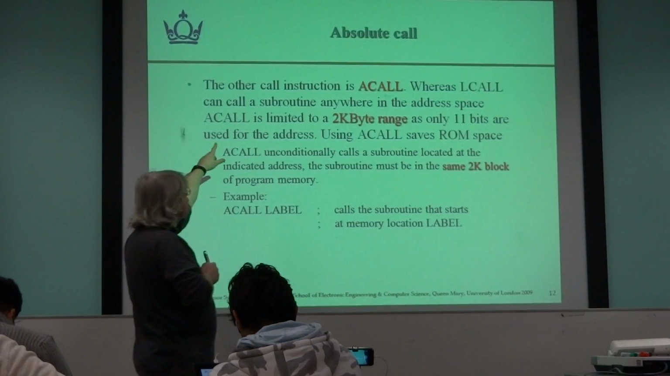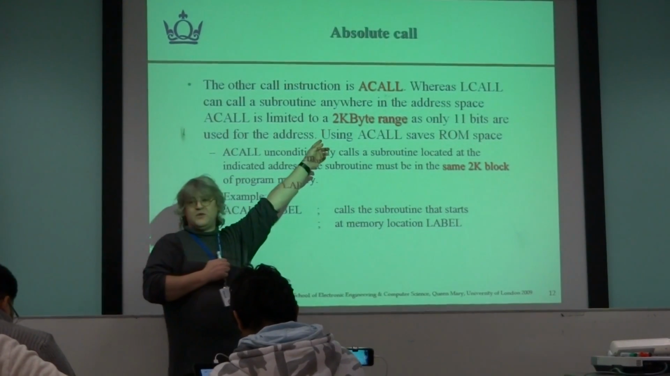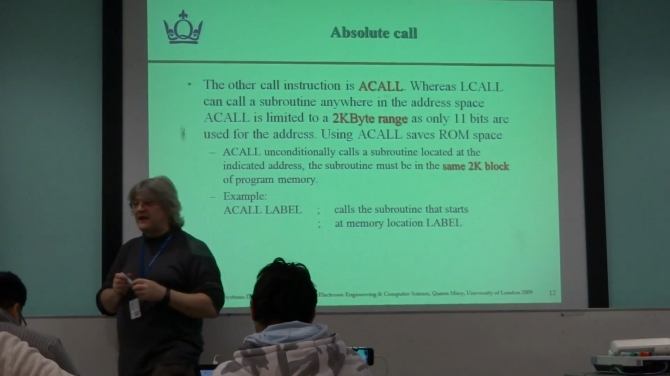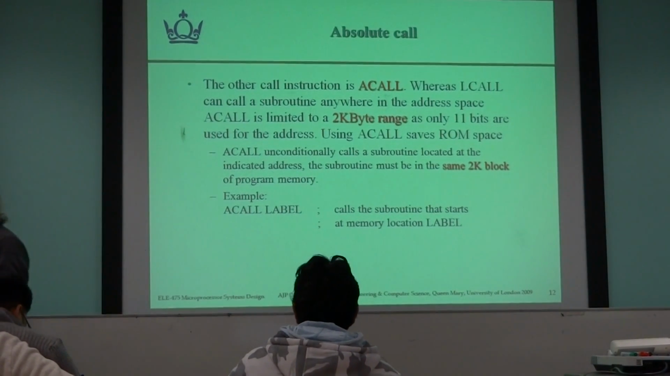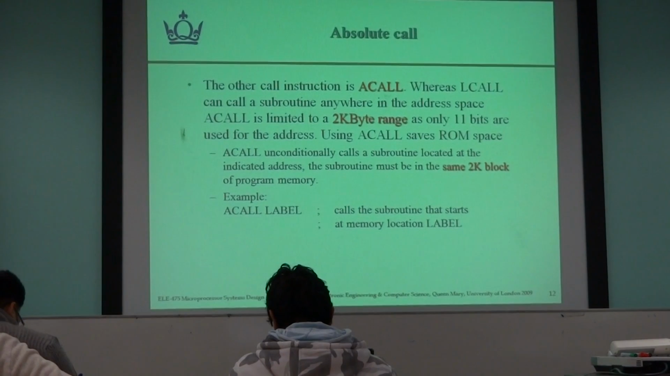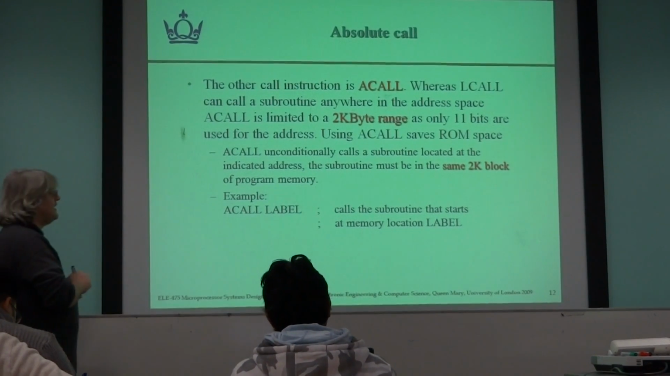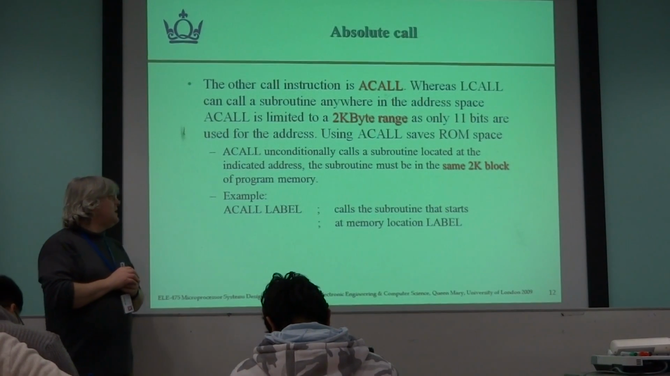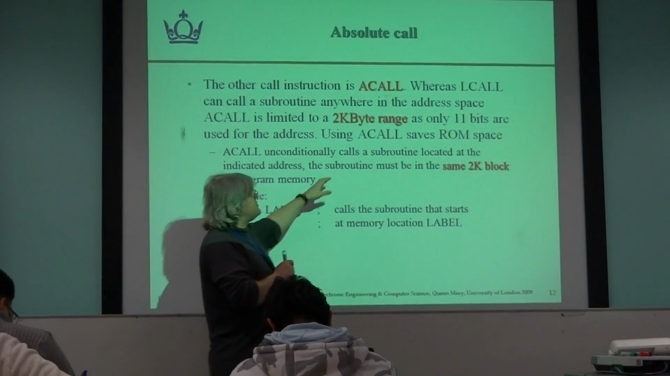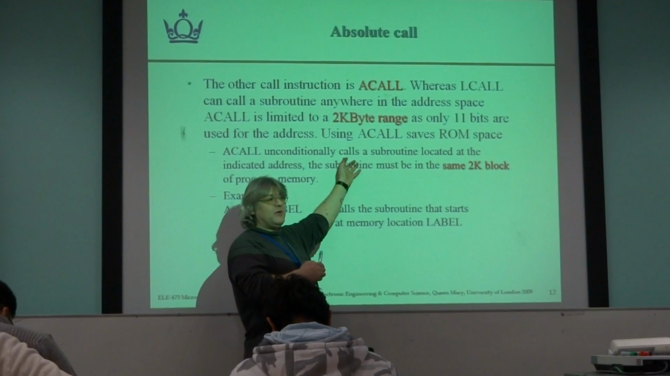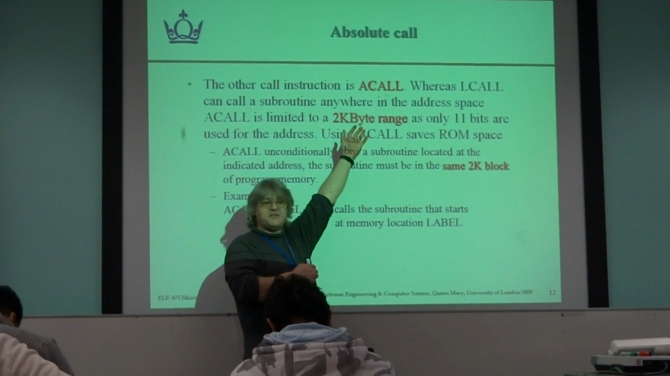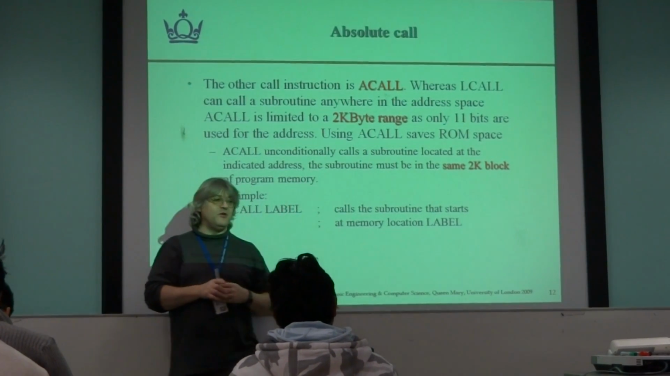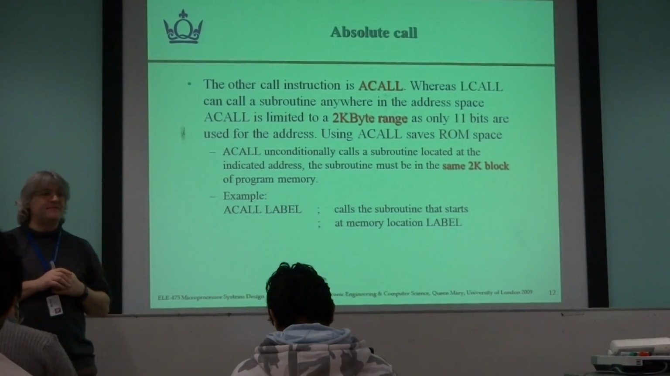There is this other version of call, ACALL, which allows you to go to a subroutine, but only a limited distance from where you are now. The subroutine has to be within the same 2K memory block as where you are currently in the program code. Now, some versions of the assembler will let you just use the word call without specifying LCALL or ACALL, and it will substitute in the right one for you. But that's assembler specific.